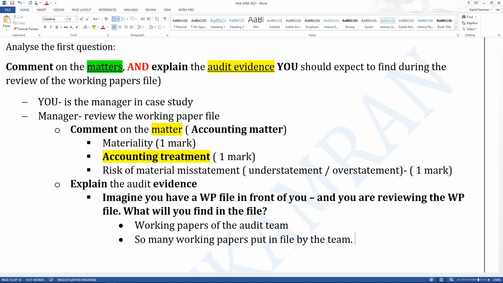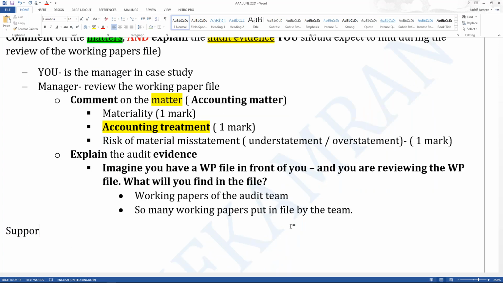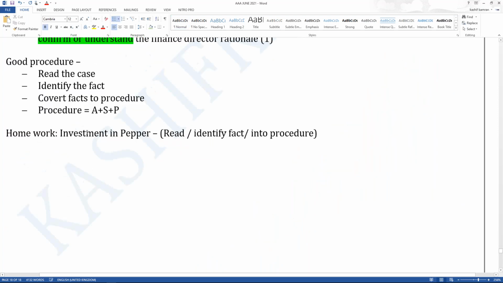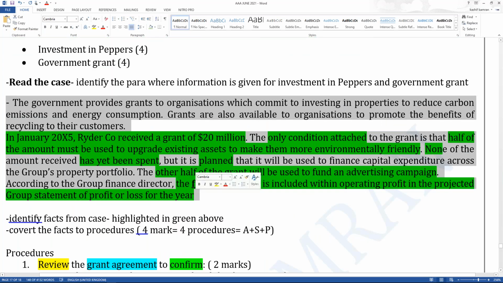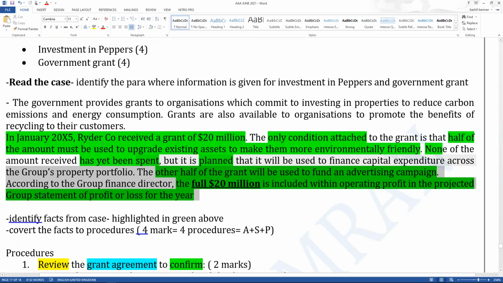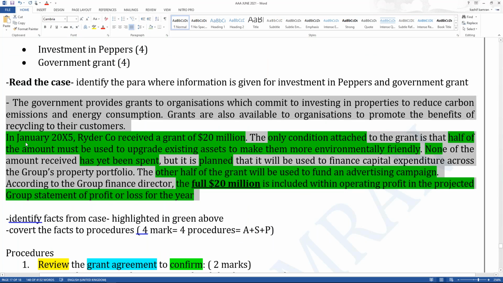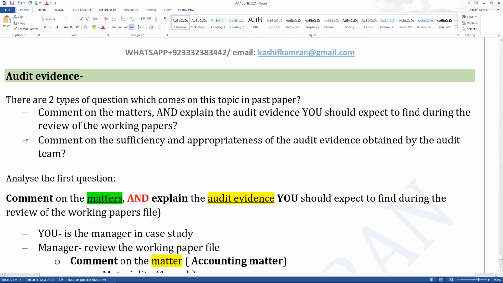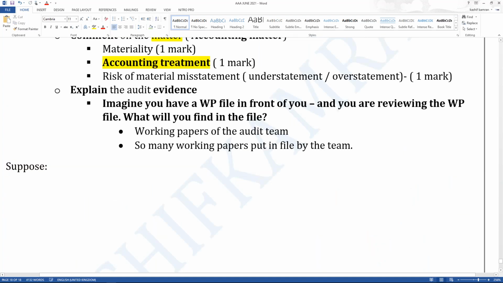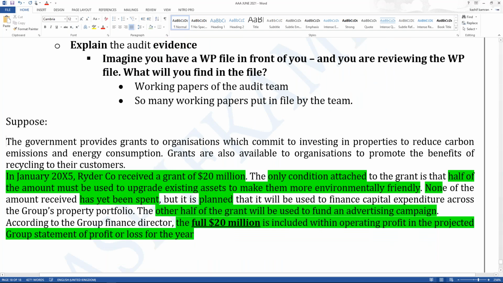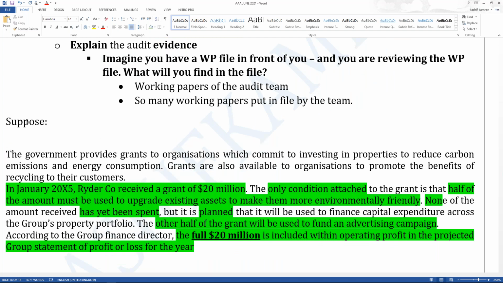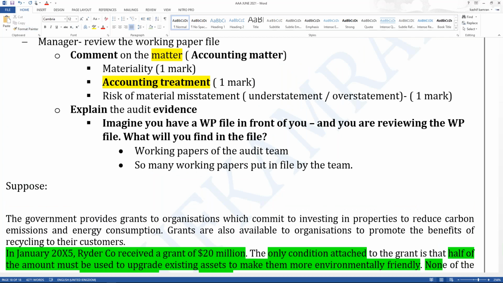Now, for example, let me give you an example here. Suppose we bring the same question we were doing above here, the government grant, right? Suppose this question is not on procedures. Let's convert this question to comment on the matters and explain the evidence. Suppose you get a question in the exam paper on government grant here, and this question now has a different requirement. Suppose this question is asking you to comment on the matters and explain the evidence, right?